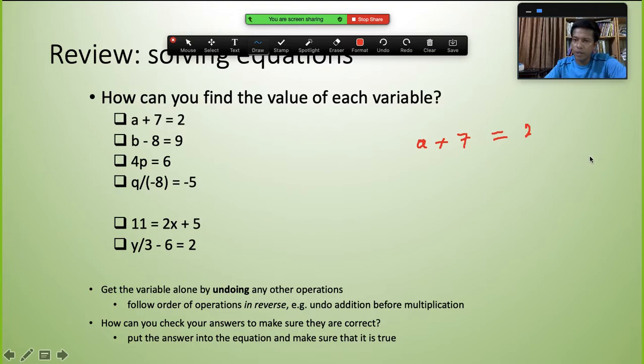So in the answer we have received a equals to minus 5. From this math we have received a equals to minus 5. So to make sure that your answer is right, you can just put the value in the main question. So if you put a equals to minus 5 in this question, see what you get. Minus 5 plus 7 equals to 2. And minus 5 plus 7 means 2 actually.